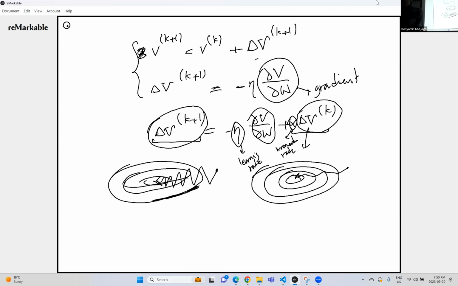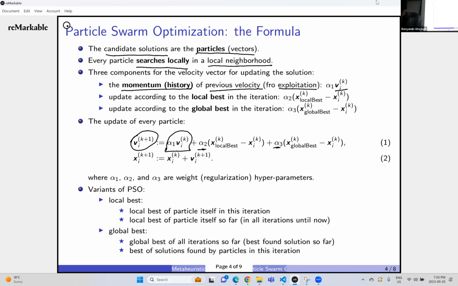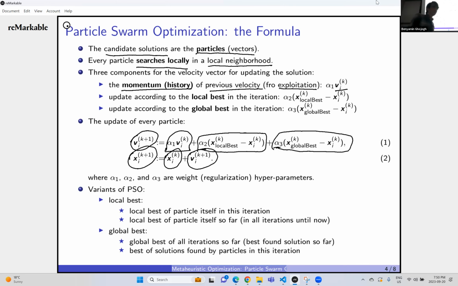Okay, so we have a momentum term. Also, the second term, what is this? Can you tell me? X of local best of k minus xik. The third term, I will explain this to you, is x of global best minus xik. And then, by the way, we use this to update the ith particle to get its position in the next iteration. Now let's talk about the second and third terms.